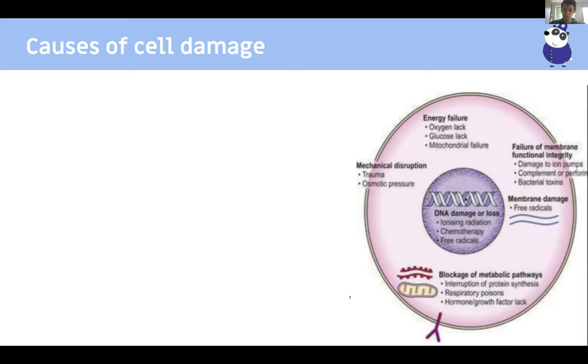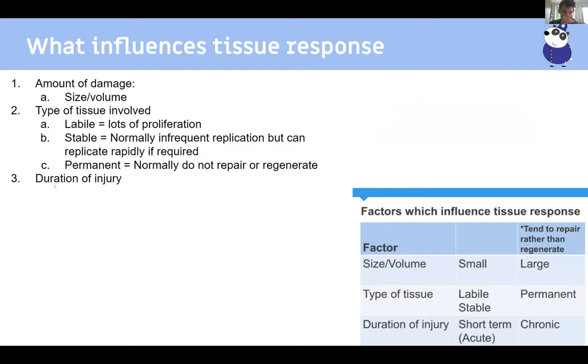And what influences the tissue response? I actually mentioned this before, I just kept repeating it: the amount of damage that occurs, so that can be over the size of the volume.